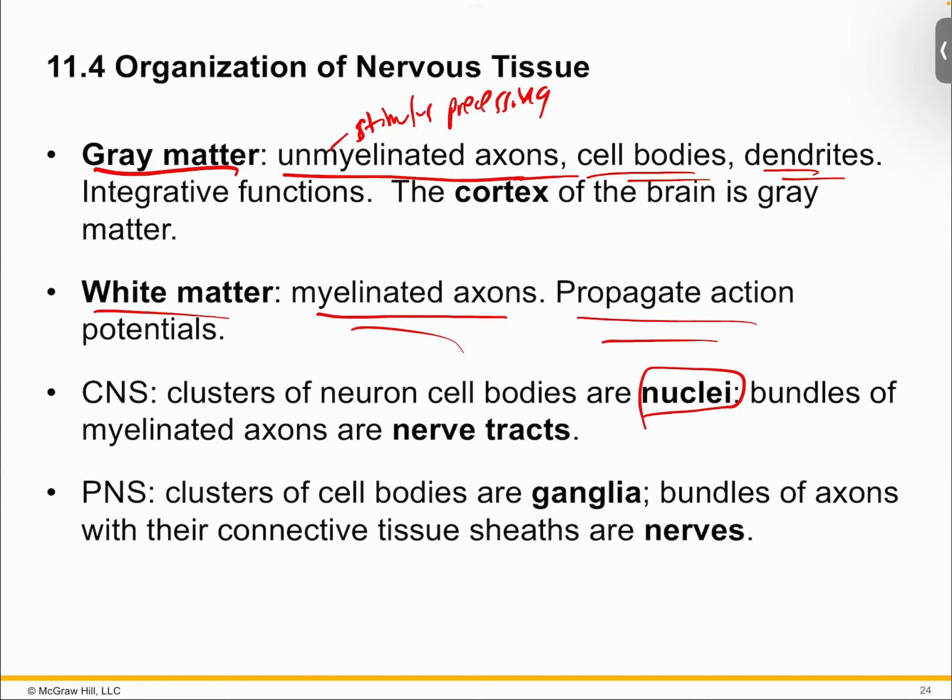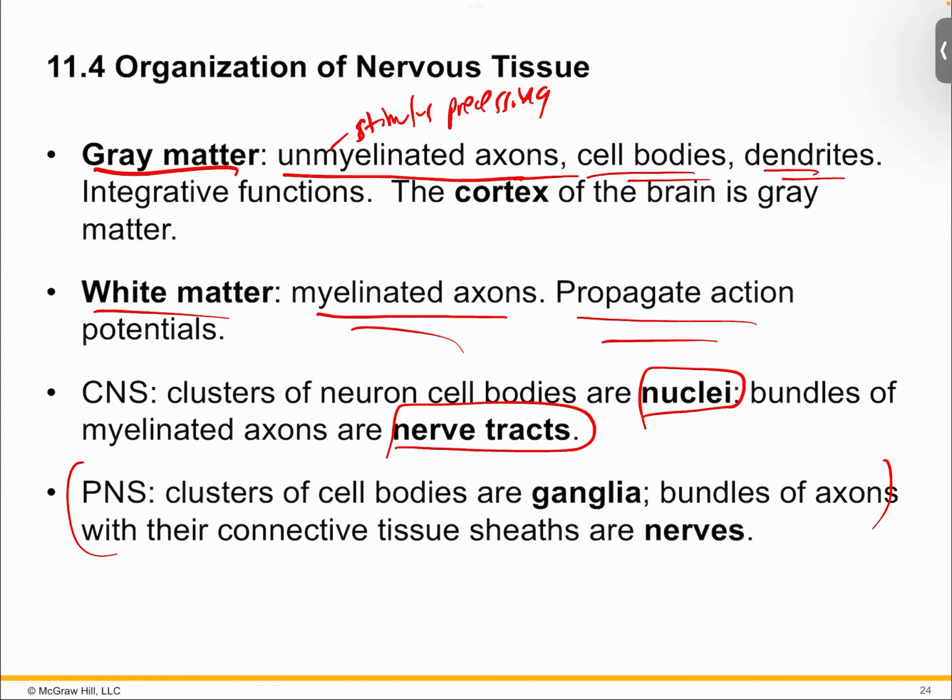Now, bundles of myelinated axons in the peripheral nervous system were called what? We call them nerves, right? But in the central nervous system, they're nerve tracts. So we differentiate between nerves and nerve tracts, and that tells us whether we're in the central or the peripheral nervous system. This is a recapitulation of the previous slide we already had. Nuclei and ganglia are the same structure; one is in the central, one is in the peripheral. Nerve tracts are the same as nerves; one is in the central and one is in the peripheral, okay?